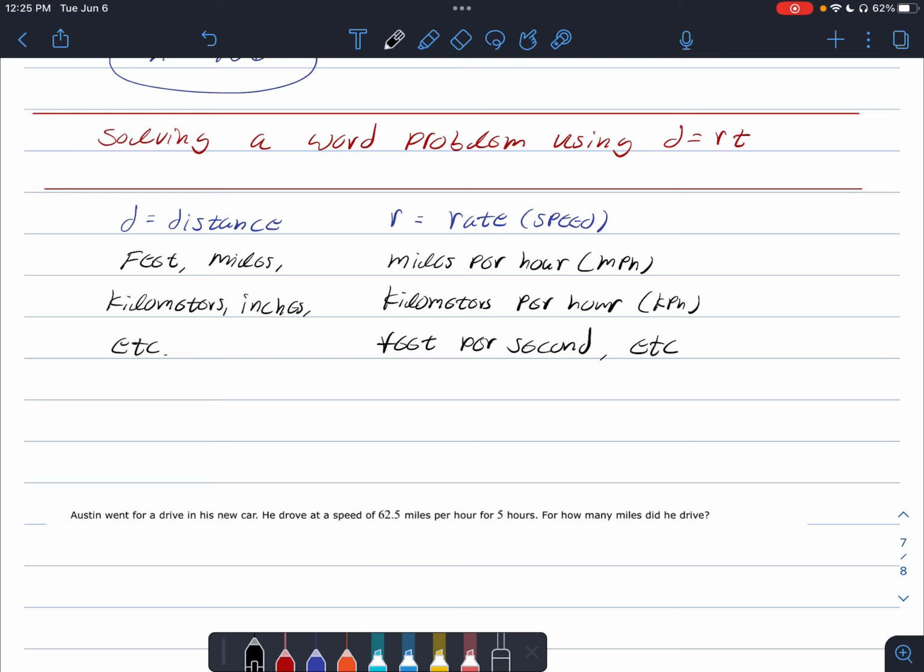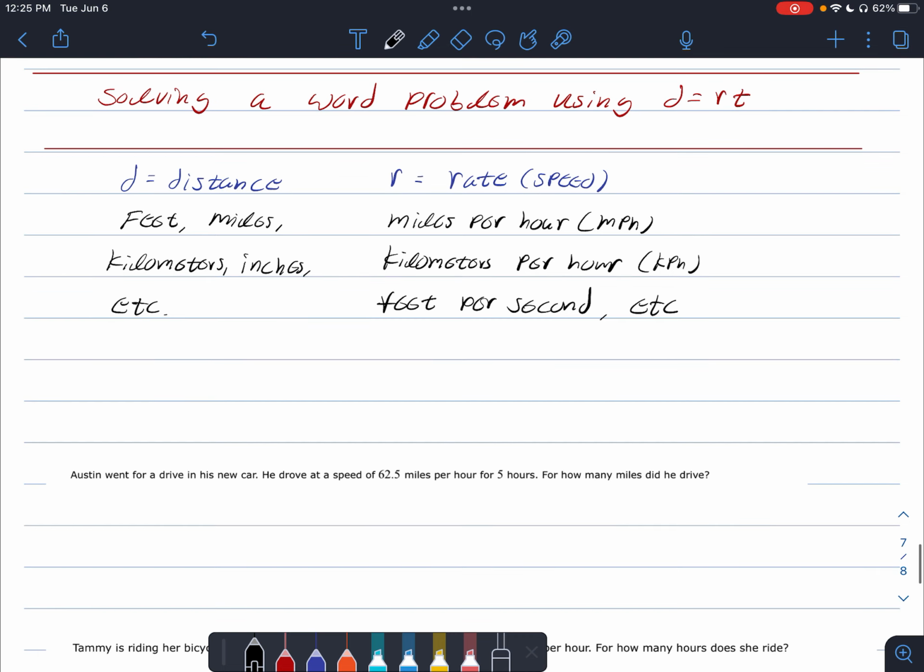There's some kind of an amount of distance per an amount of time. And then the last one is T. T stands for time. This one's pretty straightforward. This will just be seconds, minutes, hours, days, etc. Months, years. You get the idea. Some amount of time.